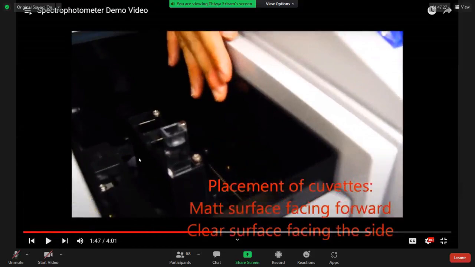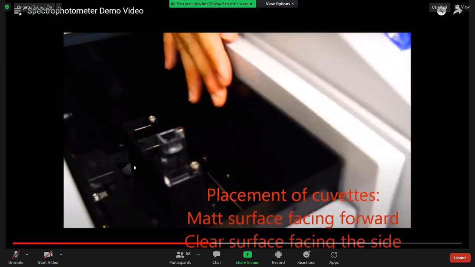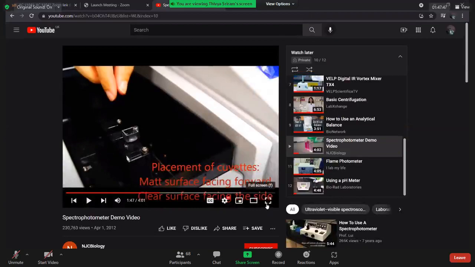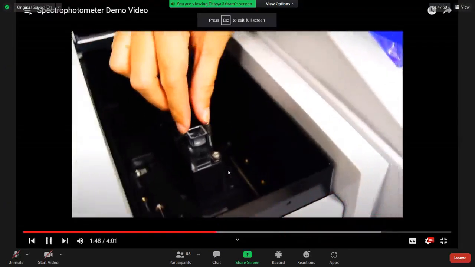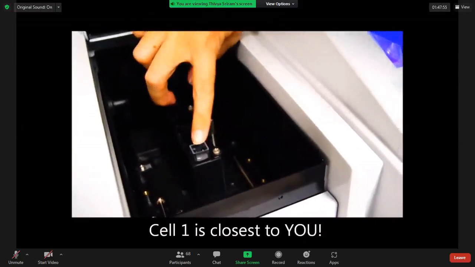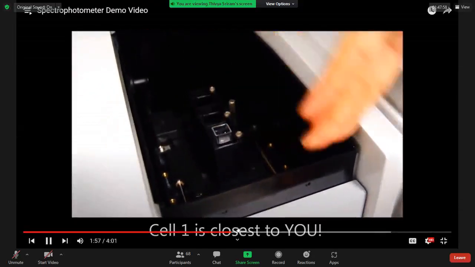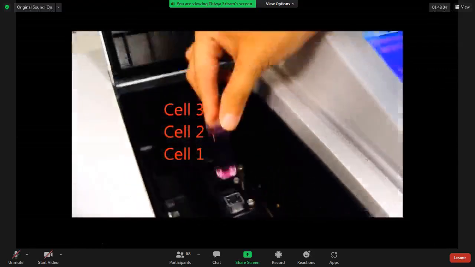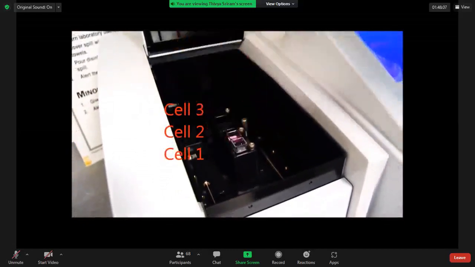When you place the cuvette, you should ensure the clear part is in the way of the light lens. Here you are able to see the lens. In that direction, you have to place the clear part of the cuvette. So how we put it in, okay, this position is actually cell 1. Closest to you would be cell 1, and then 2, and then 3. So I'm putting in cuvettes 2 and 3 in that order.